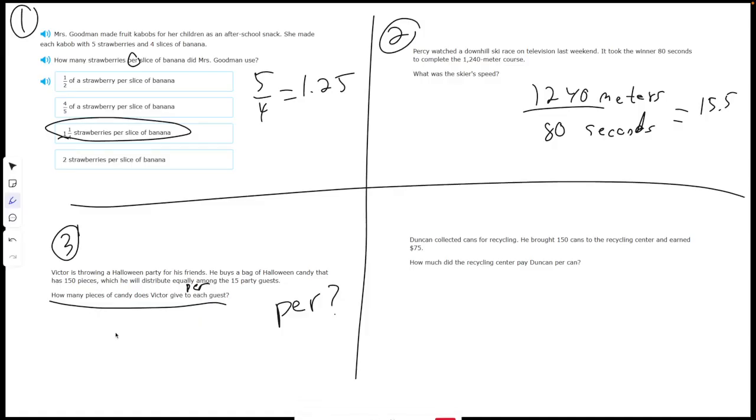And so you should have done 150 pieces of candy divided by 15 guests, and that would have given you 10 pieces of candy per 1 guest.